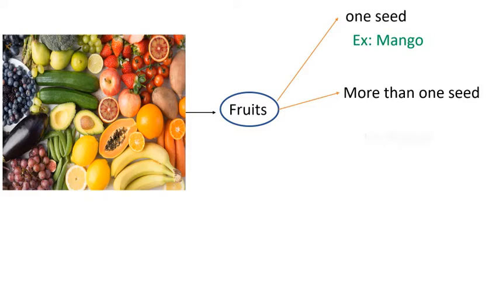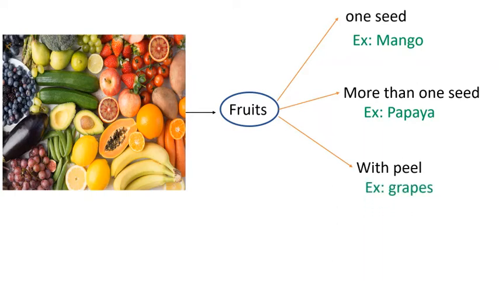For example, papaya. And some fruits can be eaten with the peel. For example, grapes. And some fruits should be eaten without the peel. Example, banana. Very good, children.